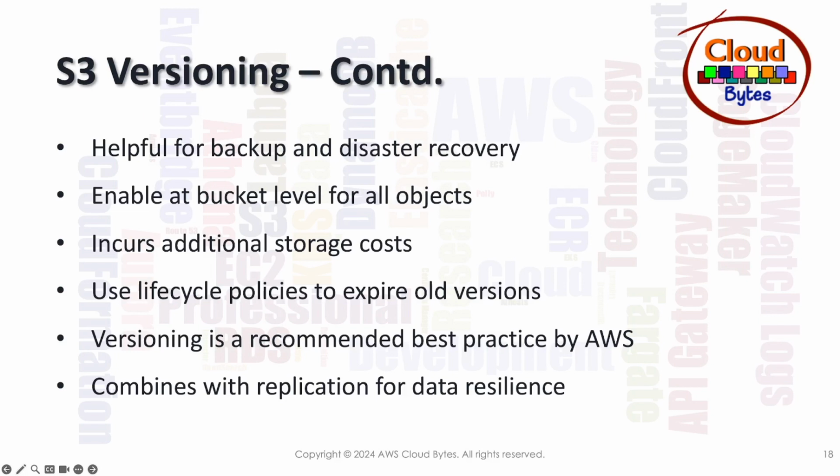Enable at bucket level for all objects. Adding versioning incurs additional storage cost. You can use lifecycle policies to expire old versions. Suppose you have more than 10 versions of a file, and each version is going to take the size of that particular version. As an example, if you have a 5 MB file with 10 versions, which means 50 MBs will be occupied by all the versions of that particular object in S3. You can set up a lifecycle policy that will say that including the current version, I just want to keep 2 older versions or 3 older versions, and the rest can be deleted.